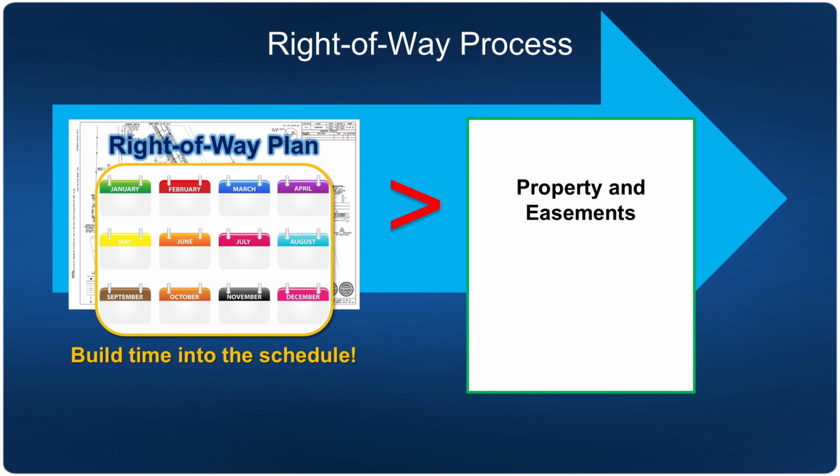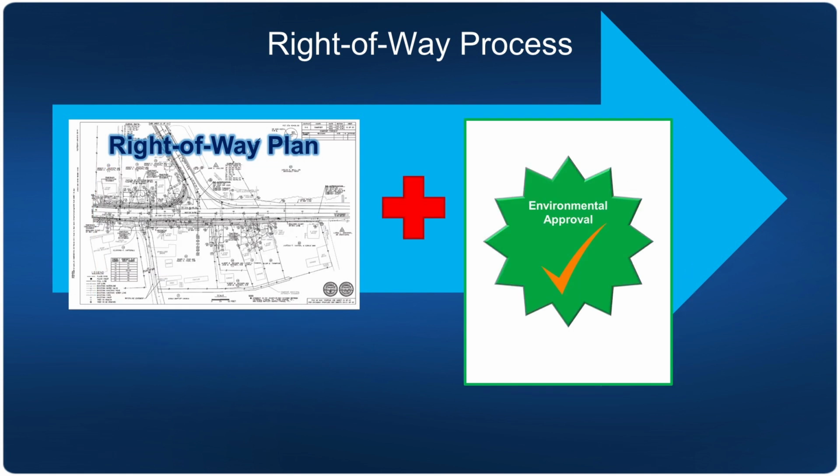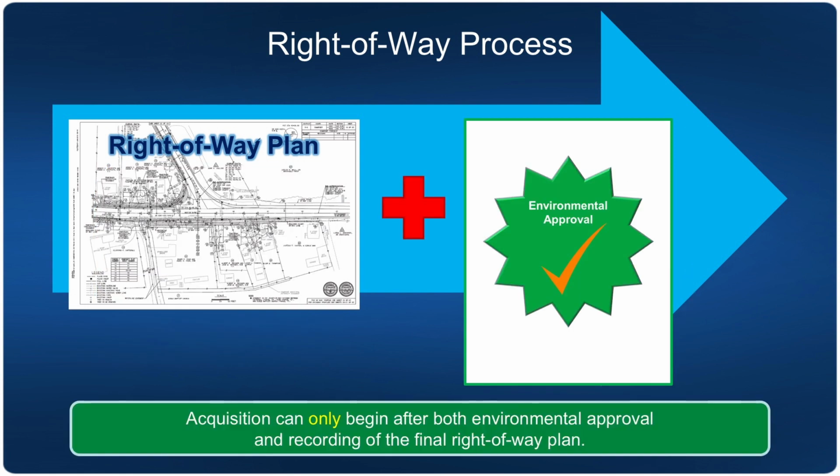Note that occasionally, on local projects, the right-of-way plan has been developed concurrently with the environmental approval documents. Acquisition can only begin after both environmental approval and recording of the final right-of-way plan.